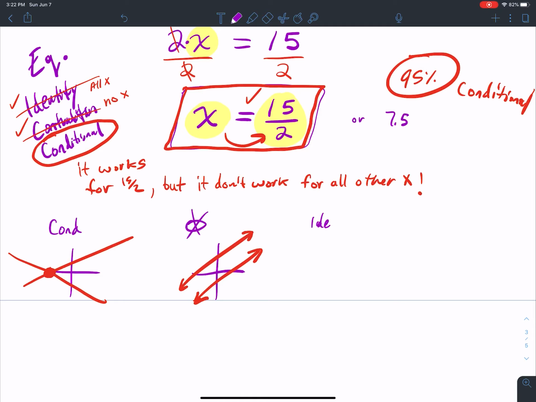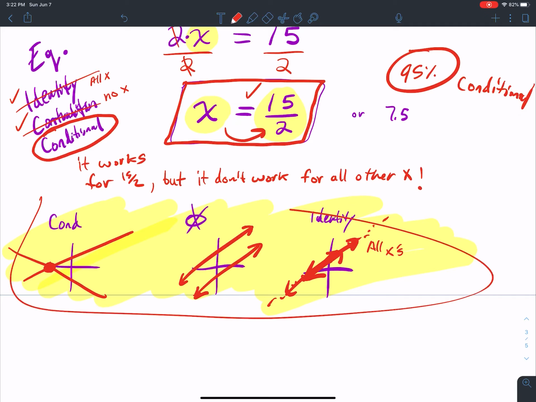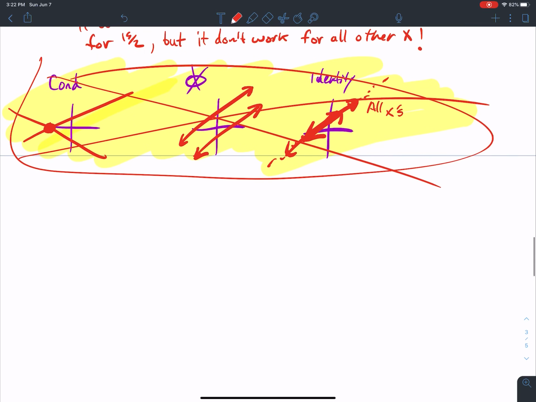And an identity would be the scenario where you have a line, and then another line right on top of that line. And now every value on that line is a solution. So all x's work. Okay, so those are the three scenarios graphically. And like I said, we're going to talk about this later in the course. I just wanted to show you that, so you don't need to know that for right now. Okay? All right, next problem.